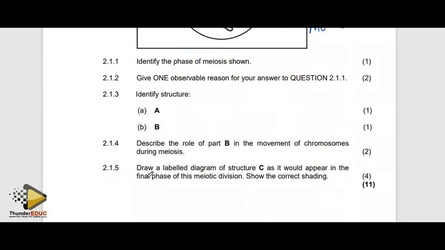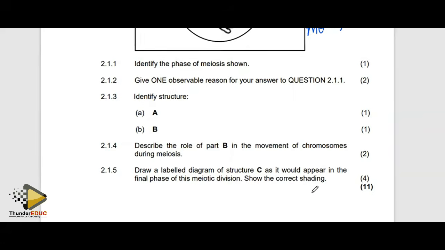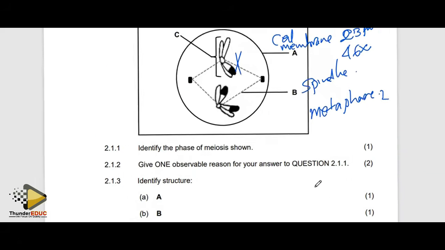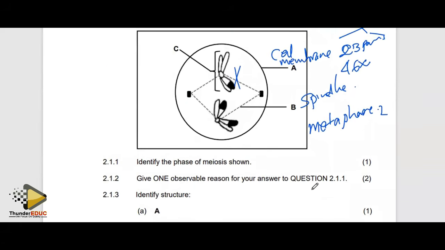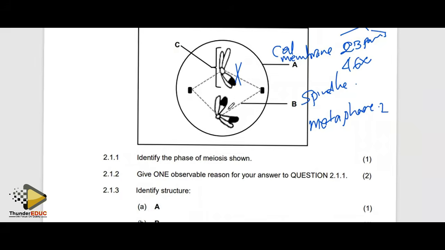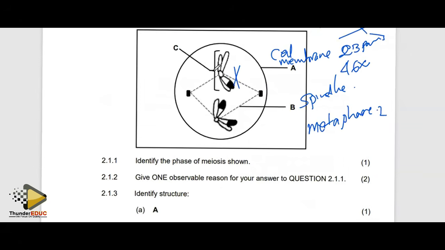Then another question is saying draw a labelled diagram of the structure C that would appear in the final phase of this mitotic division. Show the correct shading of C. So where is C? Remember, this is going to split. It is a chromosome.